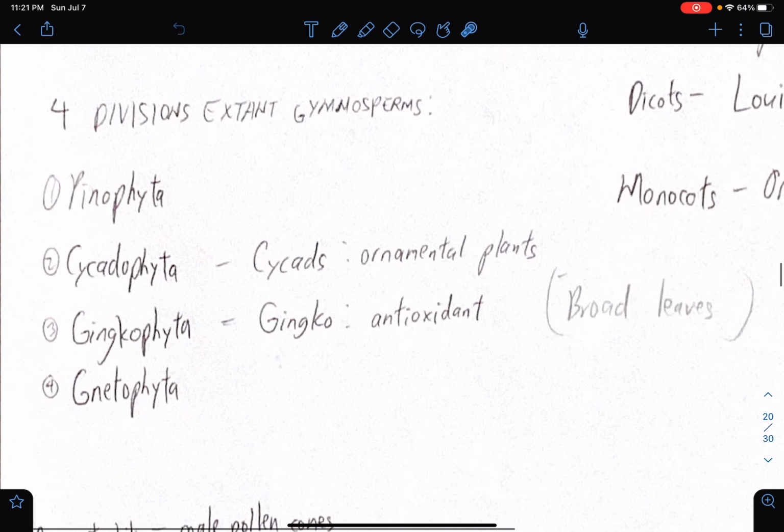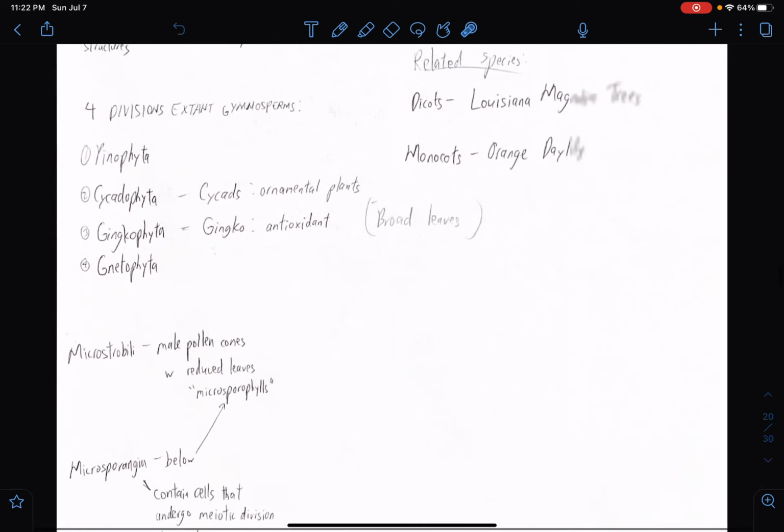They're described as naked. So we have four divisions of extant gymnosperms: Pinophyta, Zygotophyta, Ginkgophyta, and Gnetophyta. I believe under division Ginkgophyta, there's only one species, that's the ginkgo biloba, if you're familiar with that plant. It's the only species under that division, so it's pretty unique. Cycads, ornamental plants. Ginkgo, antioxidant, broadleaves.